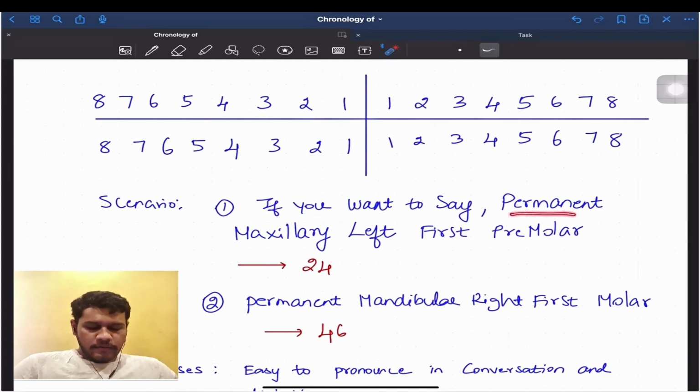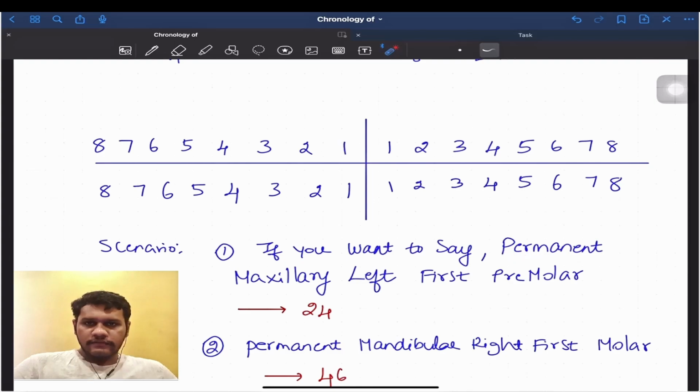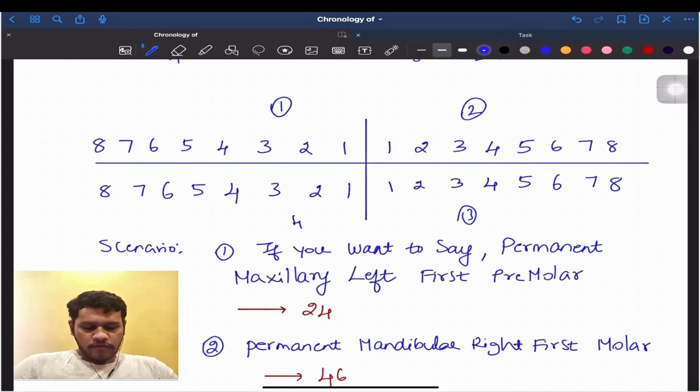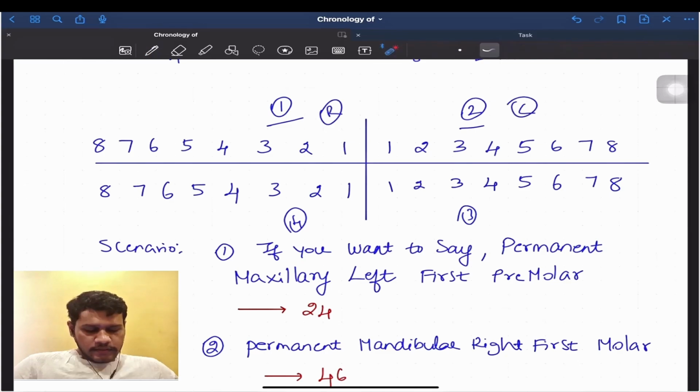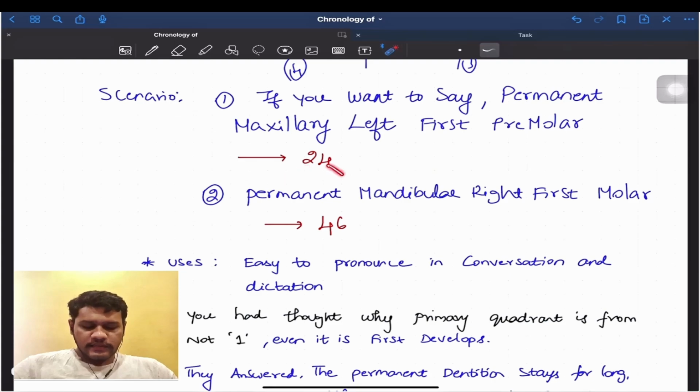If you want to say permanent maxillary left first premolar. In the FDI system, the first digit denotes the quadrant. Permanent can be 1, 2, 3 or 4. Then comes the maxillary, so it can be 1 or 2 only. Left they mention, so left is 2. This is left, this is right. Then the tooth name is first premolar: central, lateral, canine, first premolar. Maxillary left first premolar is 2, 4. You can see clearly 2, 4. This is the first digit, this is the second digit.